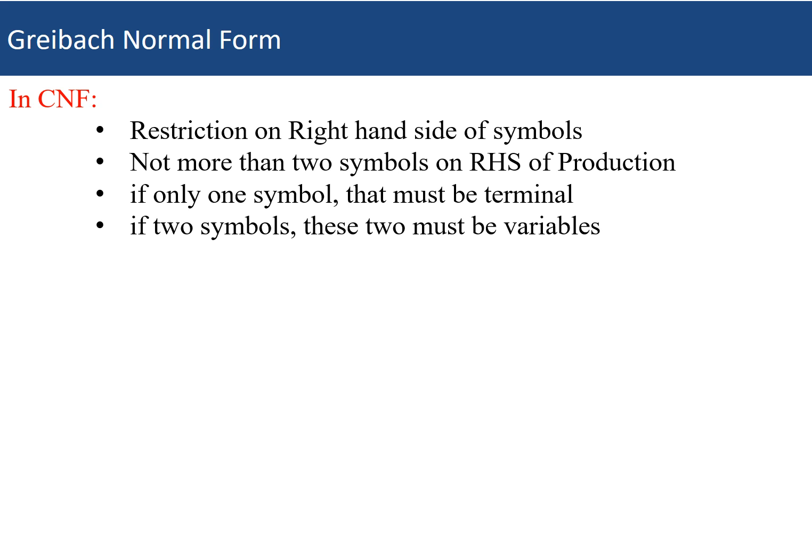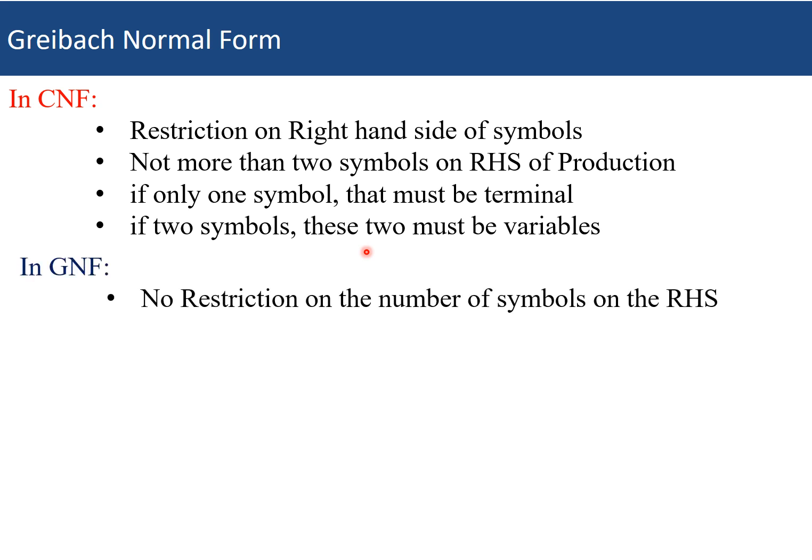The other point is, if there are two symbols, these two must be variables. So these are the major observations with respect to CNF. With respect to GNF, there is no restriction on the number of symbols on the right hand side.